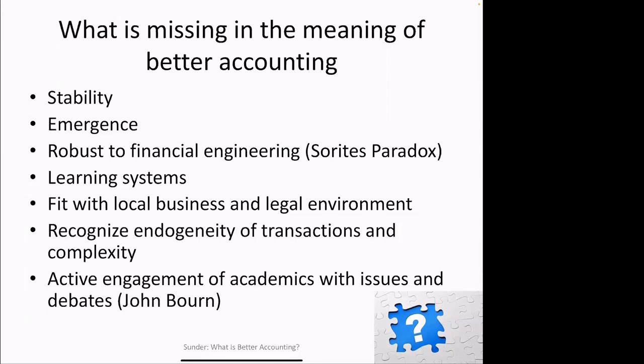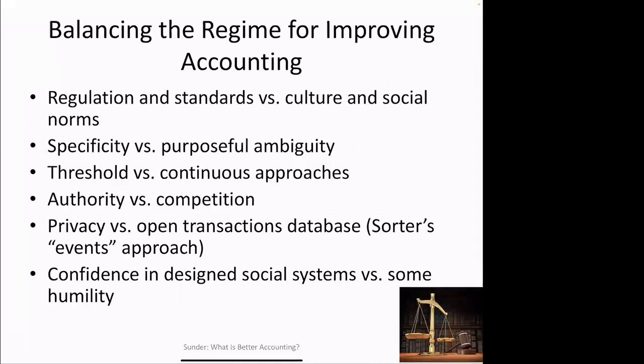Balancing the regime for improving accounting. I'm just putting various dimensions of the tension that we could worry about: regulation and standards versus cultural and social norms, specificity versus purposeful ambiguity, threshold versus continuous approaches, authority versus competition, privacy versus open transactions database. That's Sauter's approach he proposed in the 1960s.